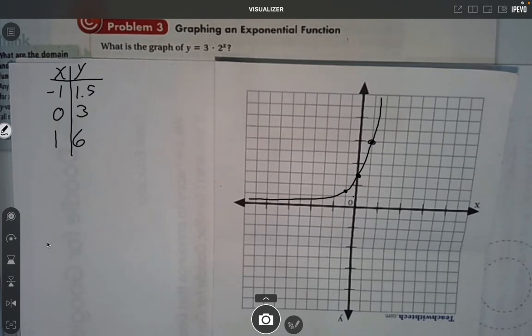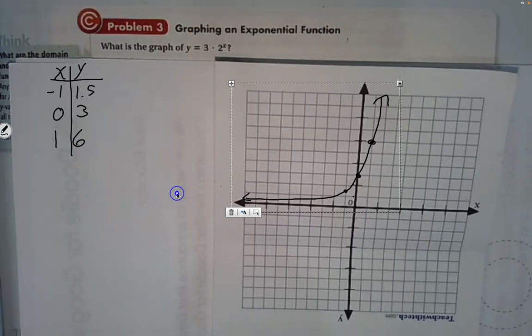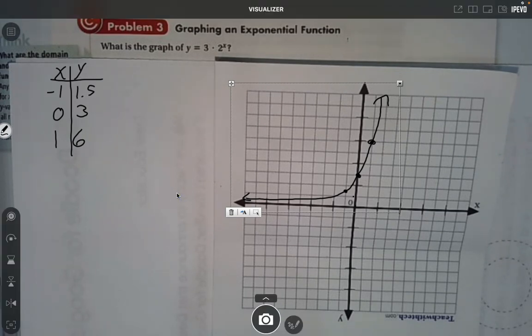this. Okay? And it never reaches the x-axis. They call that an asymptote. We'll learn about that in a few years, okay? So it won't ever go below the x-axis on this one, and then it's just going up faster and faster and faster.